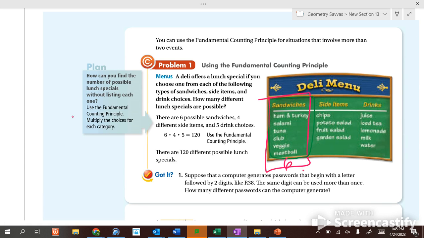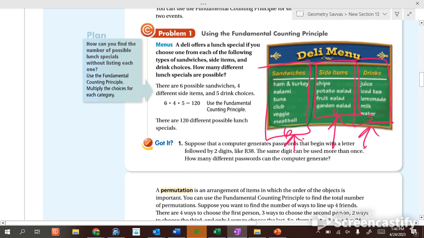Okay, so we have 6 different types of sandwiches, 4 different sides, and 5 different drinks. Would you like to make that tree diagram? I sure wouldn't, because that'd be a whole lot of lines. You'd have to take 6 times 4 times 5, 120 different combinations. You could have a salami sandwich with chips and iced tea, or a club sandwich with potato salad and lemonade, and so on. You have 120 different combinations because there's 6 times 4 times 5. That's the fundamental counting principle.